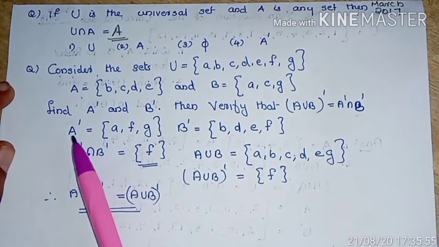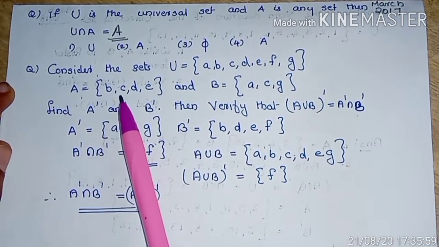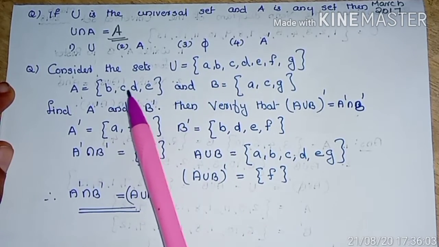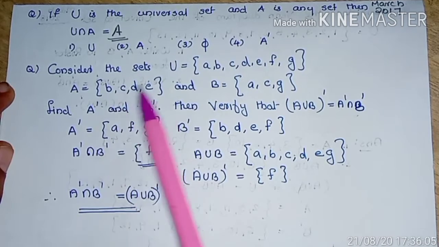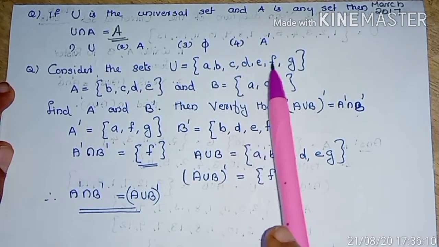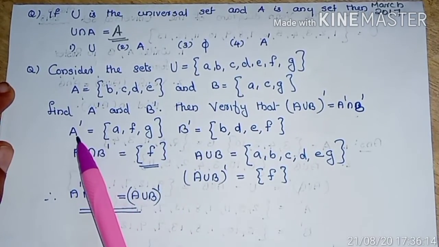For that, first we find out A'. A' equals elements not in A but in U. Which are they? B, C, D, E are the elements in A. Then U has A, F, G. A, F, G are the elements in A'.